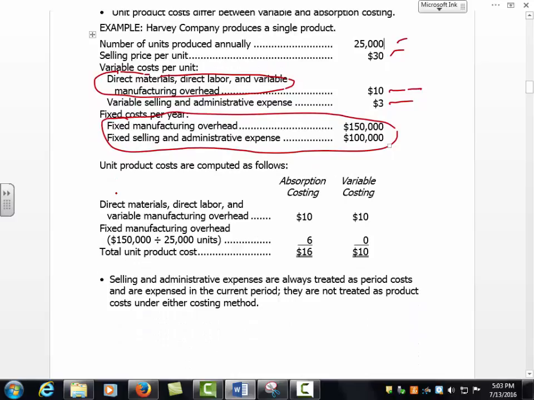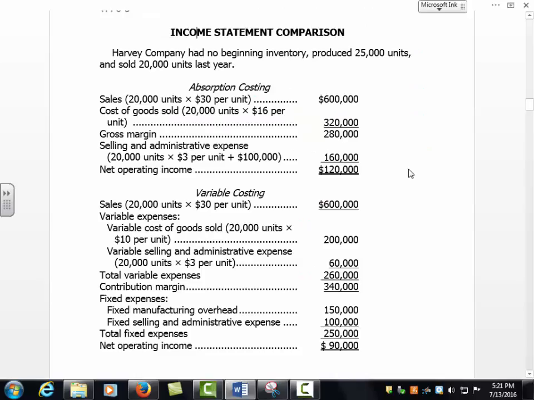Then what that does, it means that under absorption costing, the units are going to travel at $16 a unit. And how did we come up with that? The direct materials, direct labor, and variable overhead are 10. And then if we take this $150,000 divided by the 25,000 units, then the fixed overhead broken down per unit is $6. So now we're sitting at 16. So I've cleared off the ink, and I think we want to walk through this to make sure you understand what's going on.